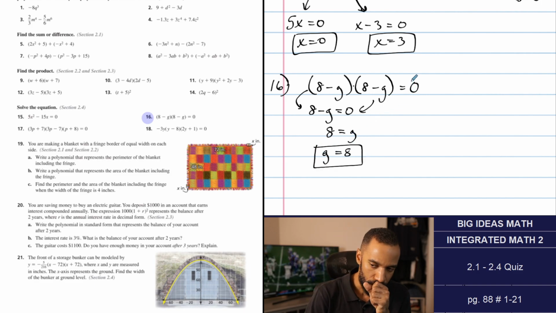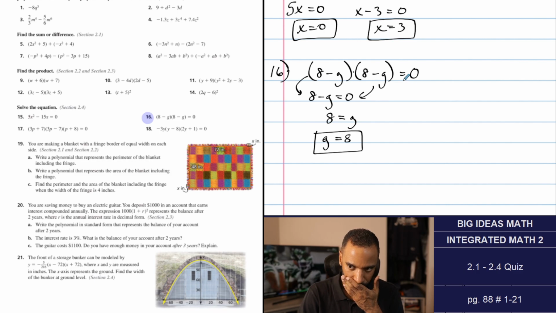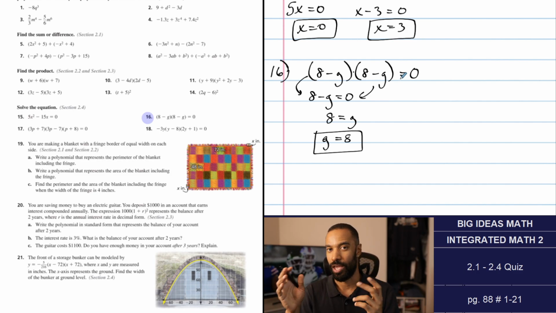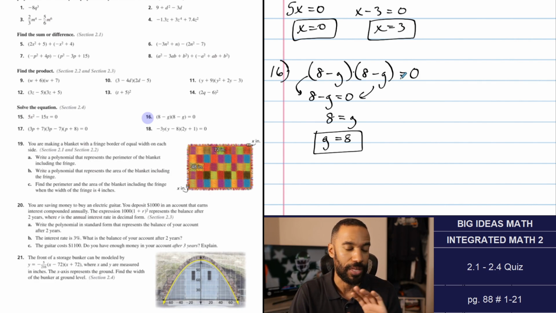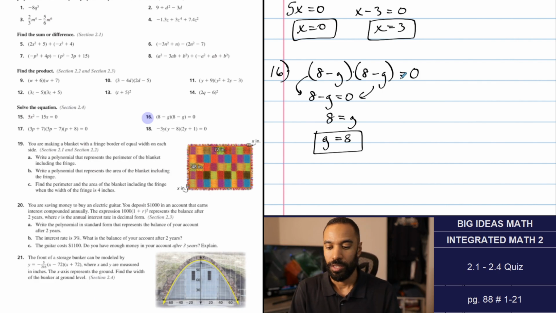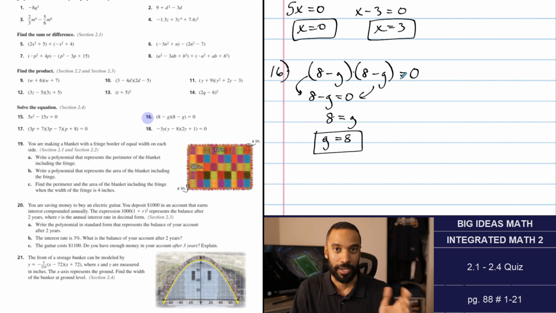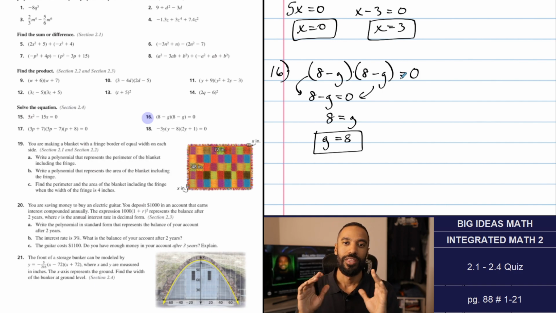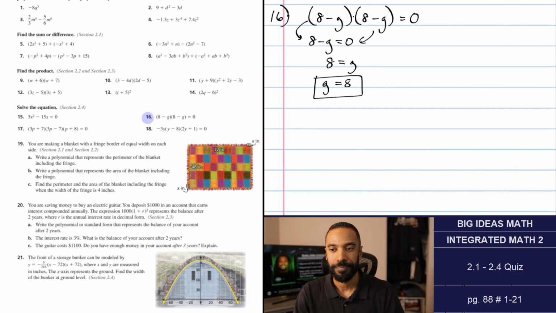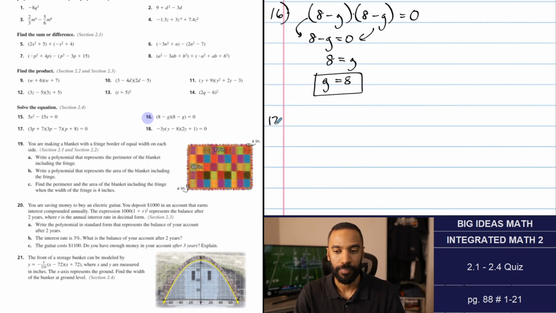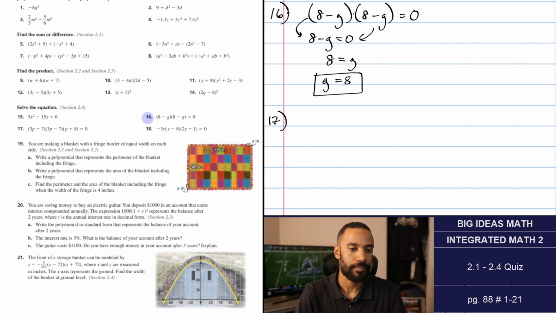Now, as the book mentions, they might separate into two: 8 minus g equals 0, 8 minus g equals 0, either g equals 8 or g equals 8. I'm not mocking the book. What I'm saying is that there's kind of redundancy to what's being stated. It's a repeated root. It matters for something. It actually does, but not for the solution set. g equals 8 is the only value that can actually go in there.